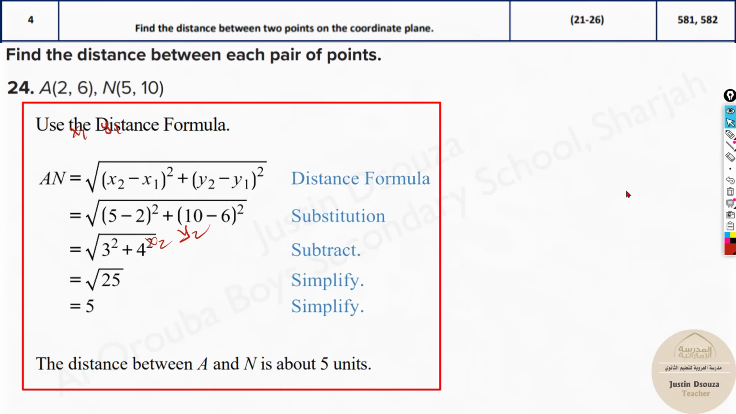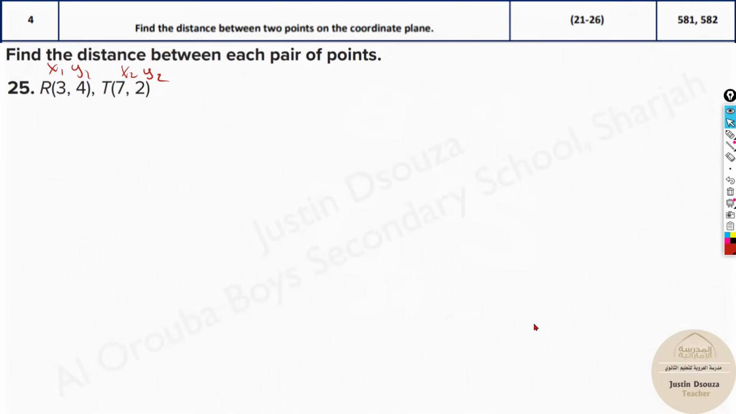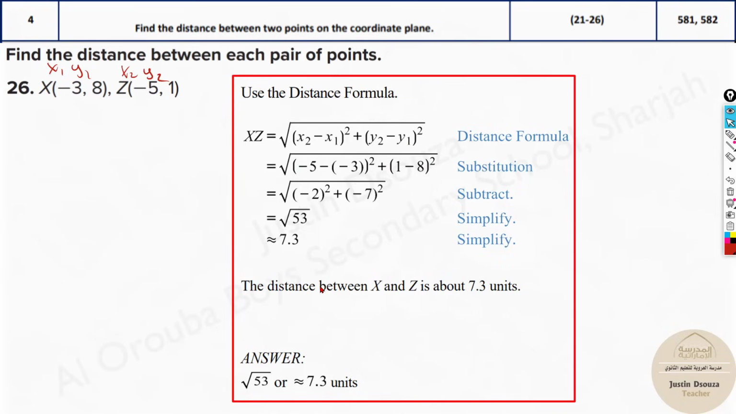And over here, they have just given you coordinate points, which is still easier. There, you have to just take x1, y1, x2, y2. Or you can take the other way around. That's fine. Substitute, put in the formula, and solve the answers. So answers are very straightforward.